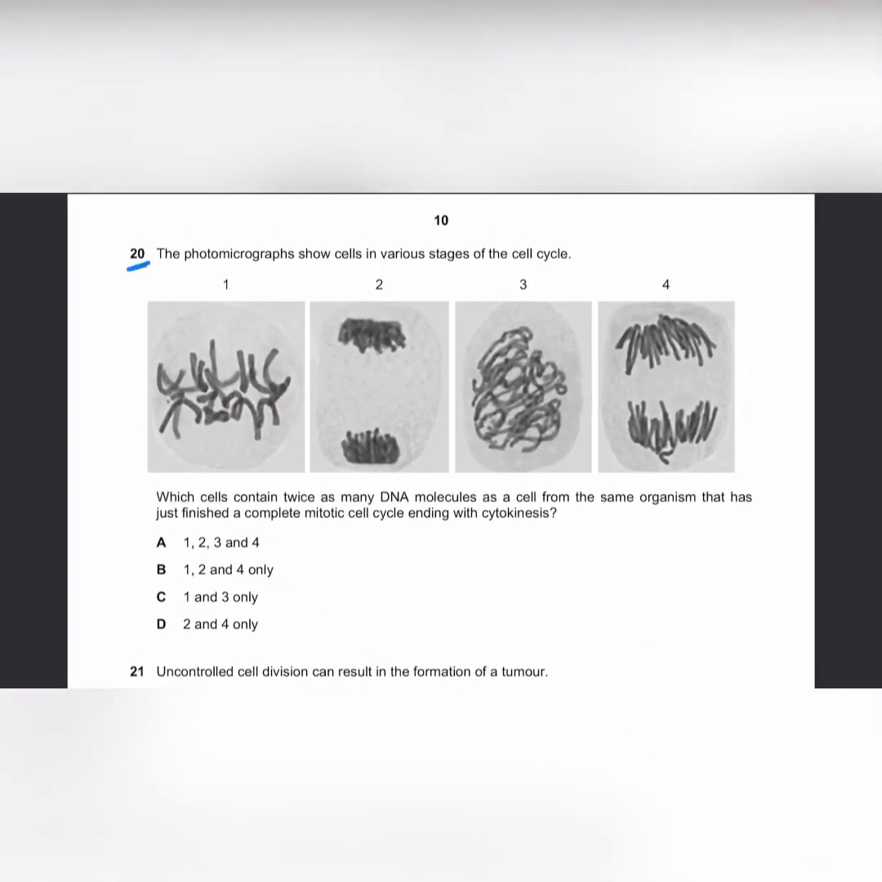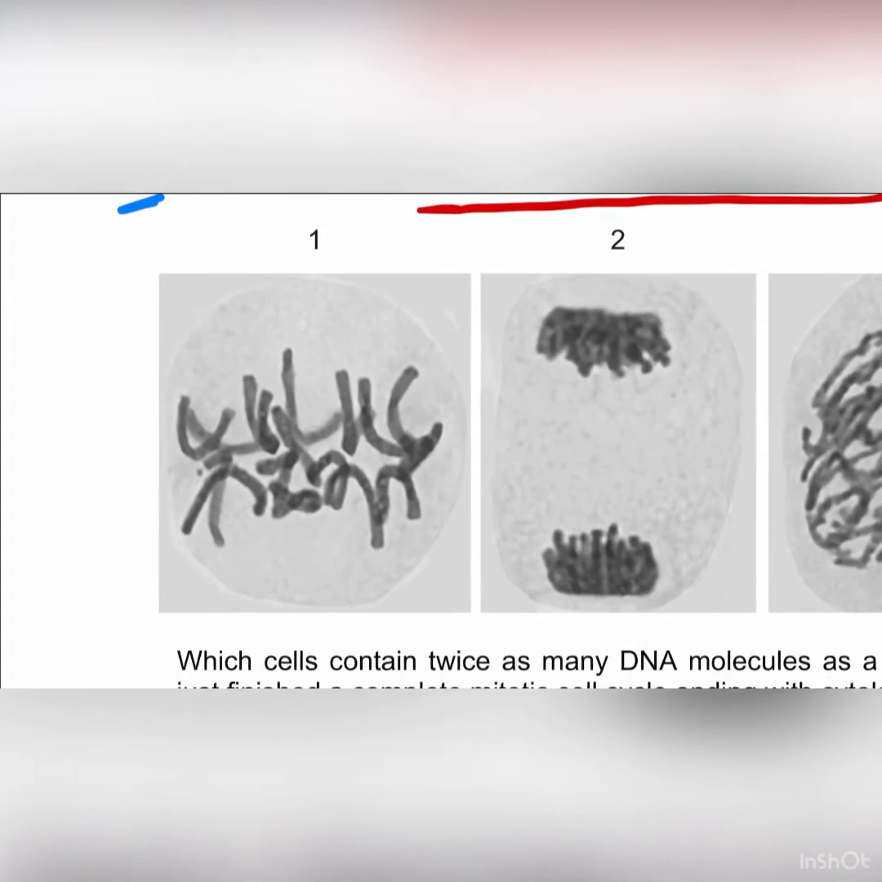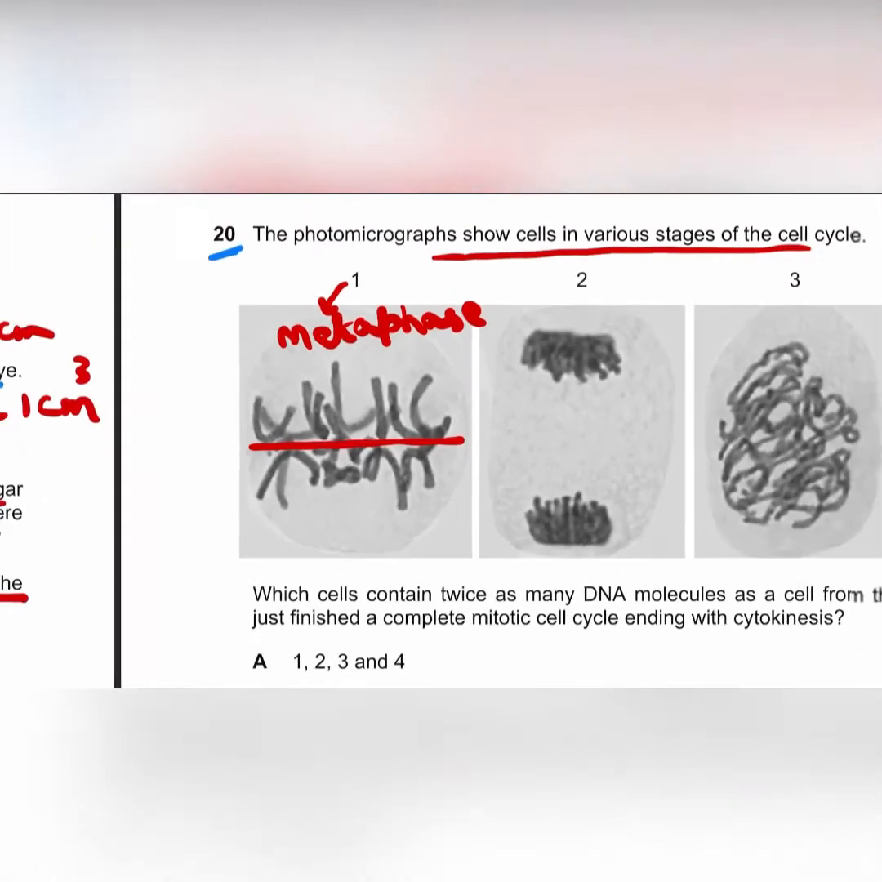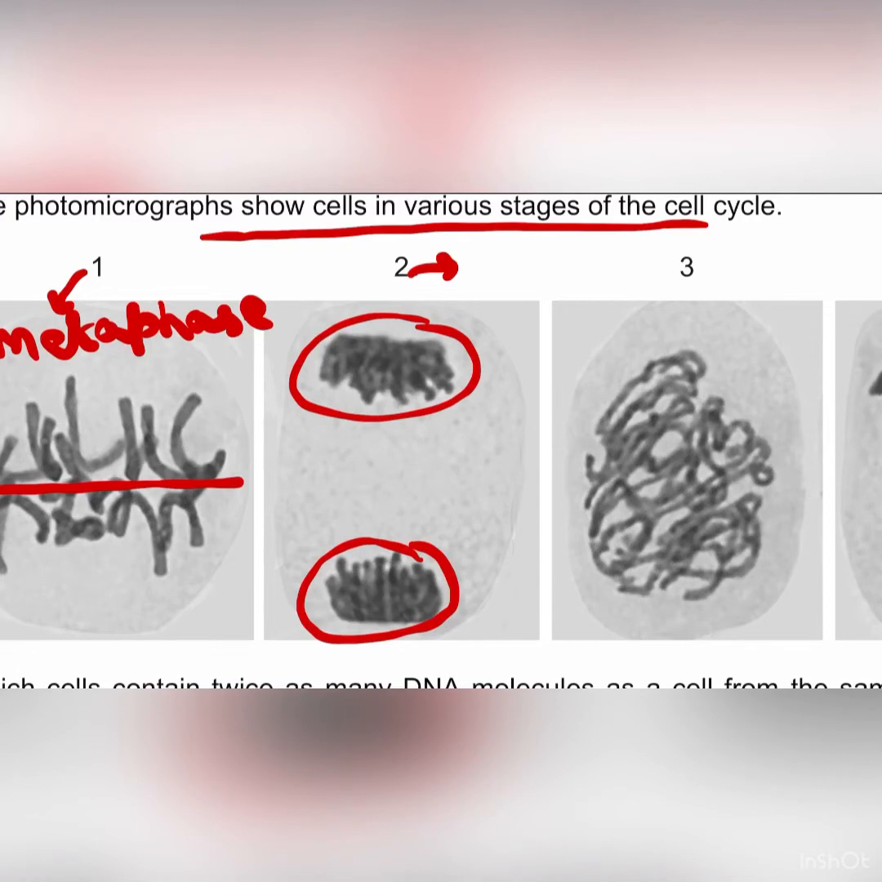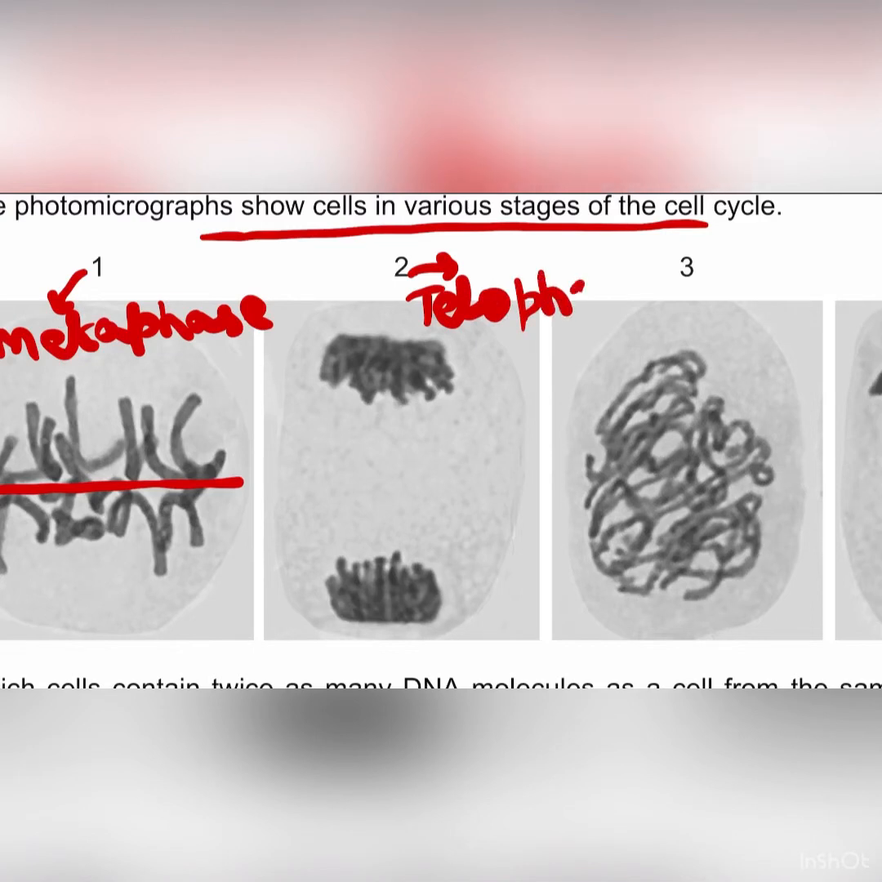The photomicrograph shows cells in various stages of the life cycle. Let's identify these stages. So guys, one is metaphase. How do we know that this is metaphase? Because the chromosomes are in line. During metaphase, the chromosomes align at the equator of the spindle. The phase 2 is the telophase because the chromatids have arrived at the opposite poles of the cell. Right now there are not 2 nuclei, but we can see that chromatids have reached opposite poles. So definitely this is the start of the telophase.